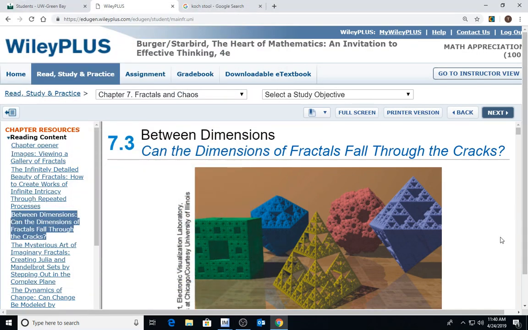Well, we're looking at section 7.3, where we're looking at dimensions that aren't integer dimensions. So here you see a picture of cloud-like platonic solids, fractals whose dimension is between 2 and 3. We're looking at other dimensions, though.